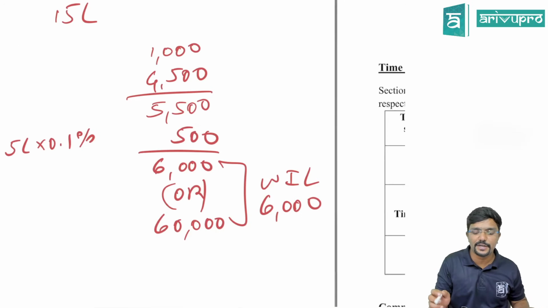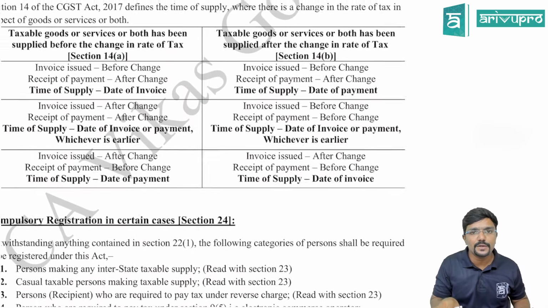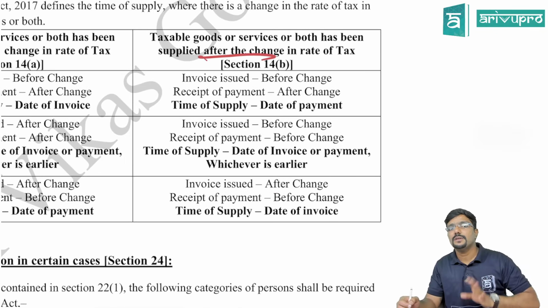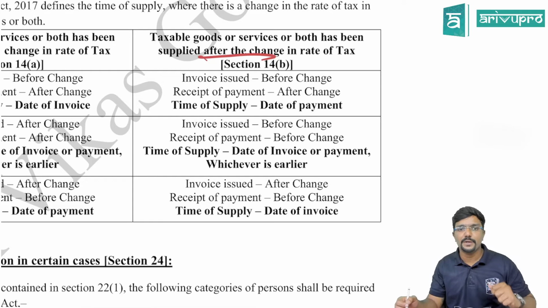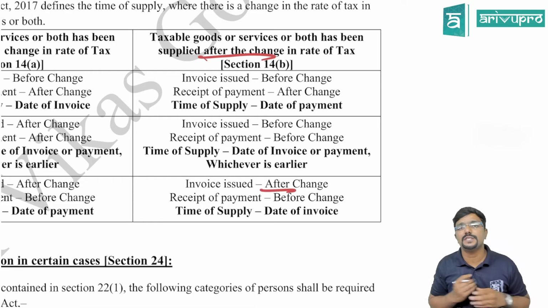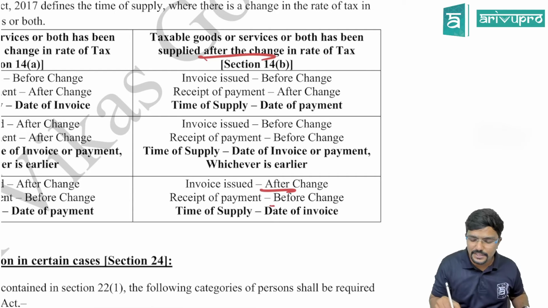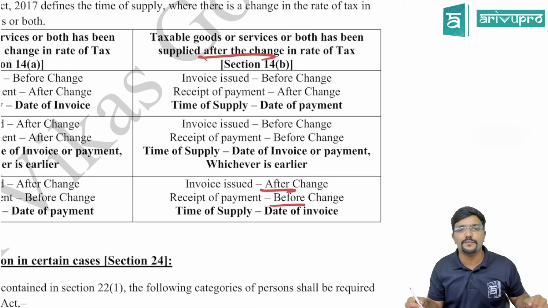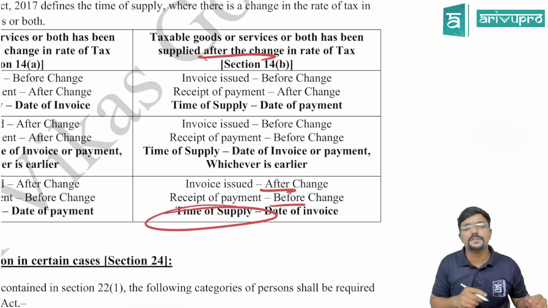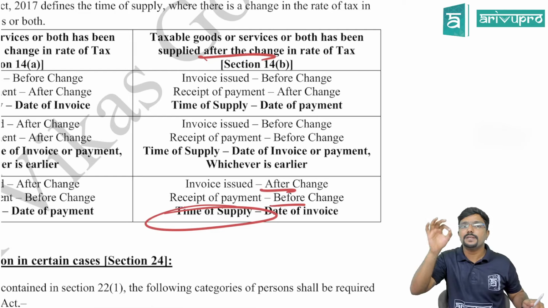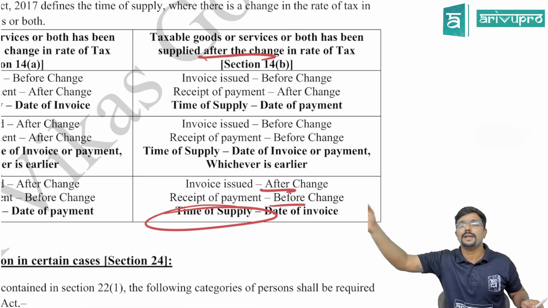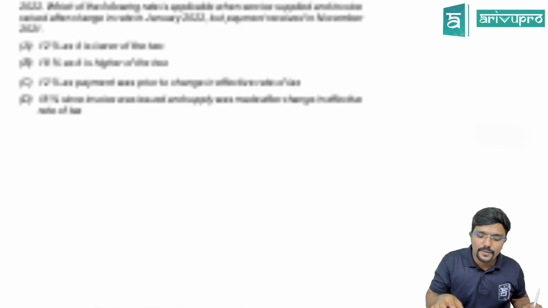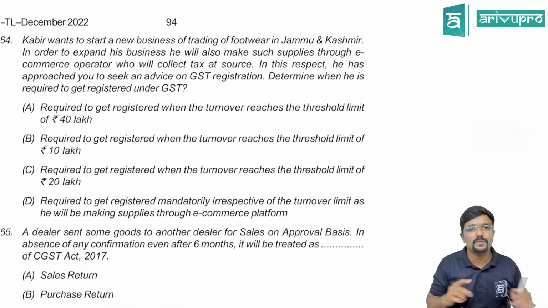This is as per section 14 of the CGST Act. You can observe, service was rendered after the change. In our question, service was given after the change, and you can observe even the invoice was after the change, whereas payment was before the change. So what is falling on the supply side? The date of invoice. So that will be the time of supply, and whatever is the rate on the date of supply or time of supply, that will be the rate applicable. Yes, let's move ahead.